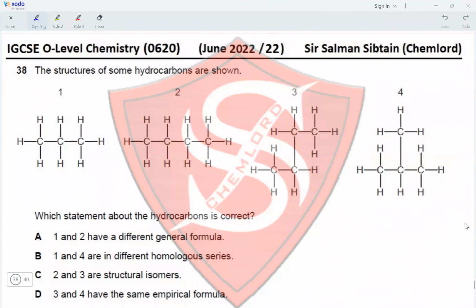Question 38. The structures of some hydrocarbons are shown. Which statement about the hydrocarbons is correct? 1 and 2 have different general formula. Let's see. General formula C3H8. This is an alkane. And C4H10. This is also an alkane. All alkanes have the same general formula of CnH2n plus 2. So this statement is incorrect.